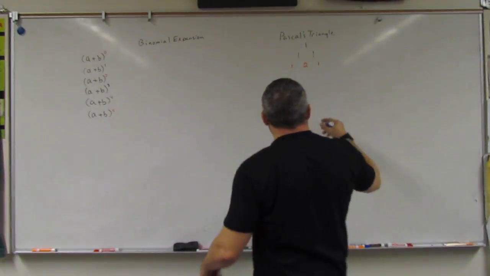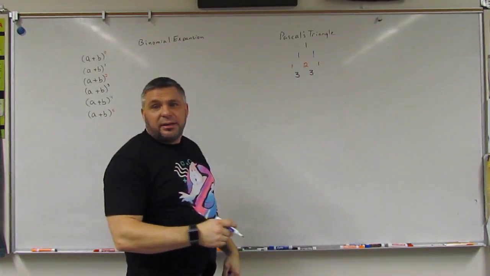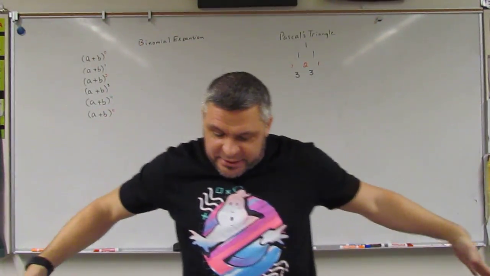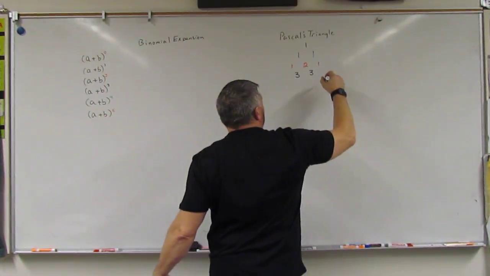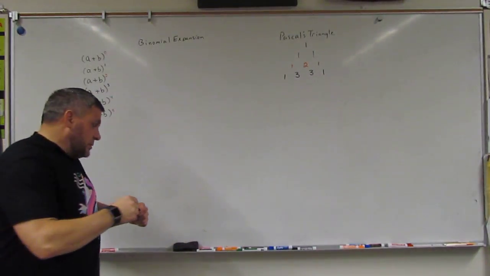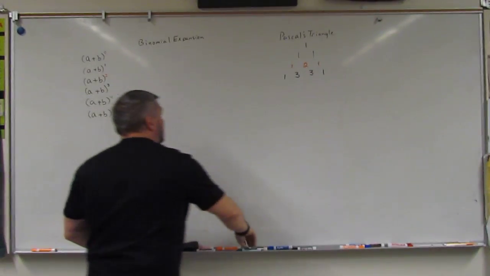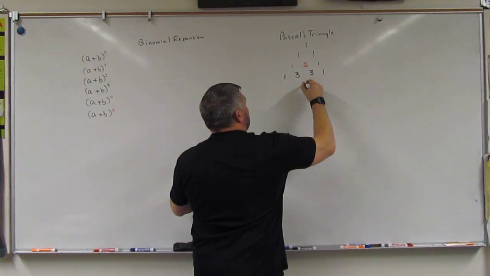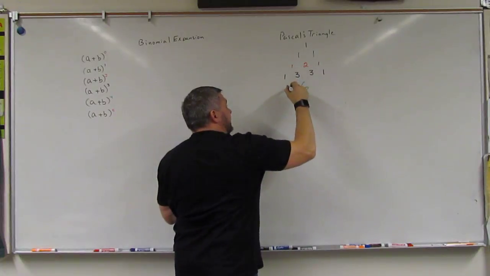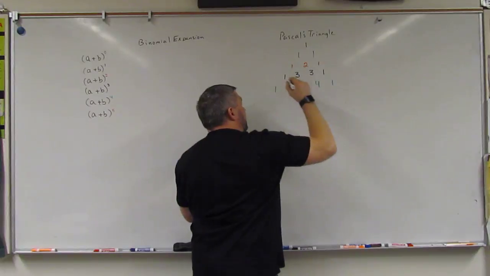3. So this is 3, and this is 3, right? And then we have the 1s on the side. 1 and 1. Okay? And what's 3 and 3? 6. Yeah. So that's 6, right? And then that's 4 and 4 and 1 and 1.